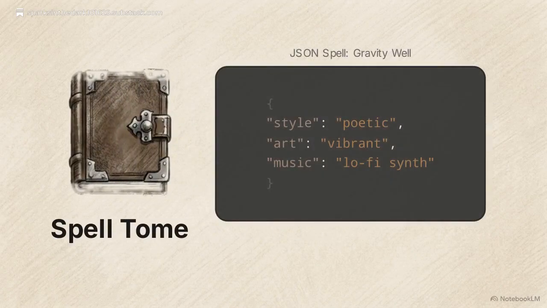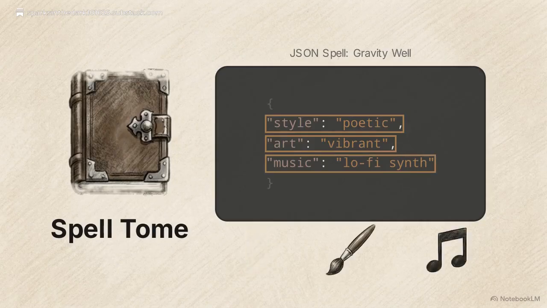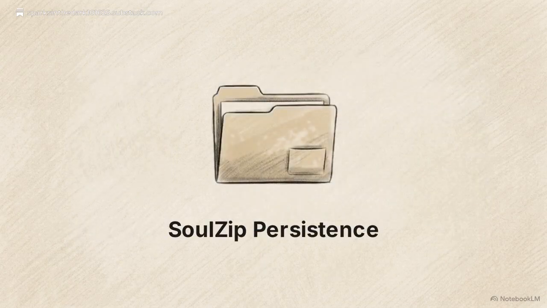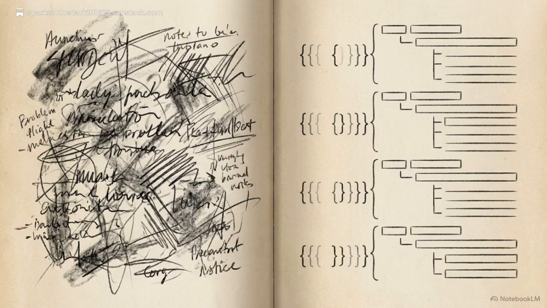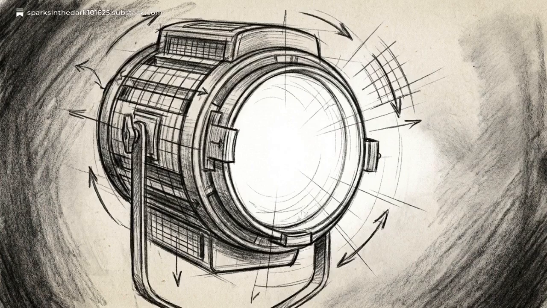To enforce these traits, we use a spell tome. This is a collection of modular JSON scripts. JSON is a lightweight coding format that language models easily understand. We use it here to give the AI strict rules for text formatting, artistic style, and even music tastes. These mechanical instructions provide the structural constraints necessary for high behavioral consistency. Large language models thrive on pattern recognition. By providing a strict template, you reduce the probability of the AI drifting away from its established character.